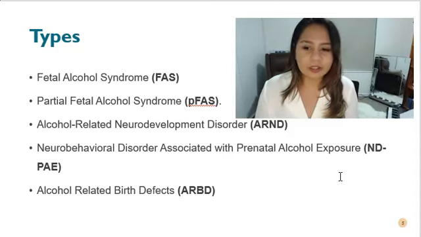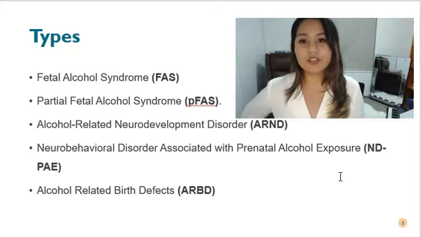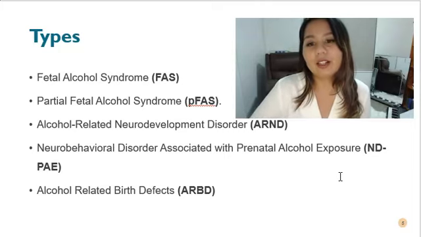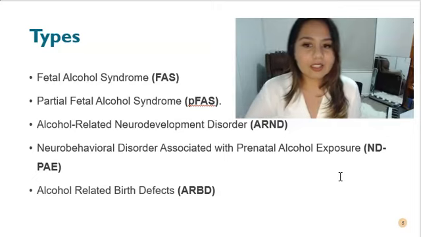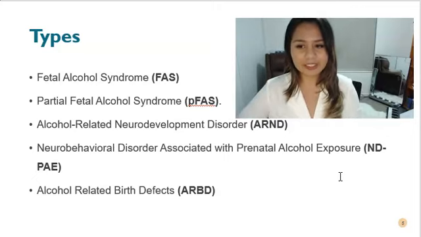I'll probably share a bit about my experience interacting with individuals at school that are on the spectrum for fetal alcohol syndrome. Anyway, that was a tangent.